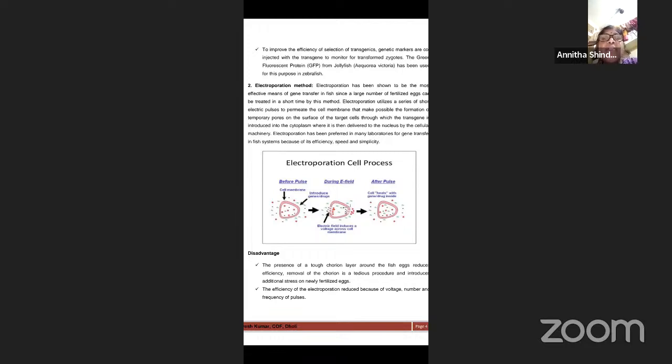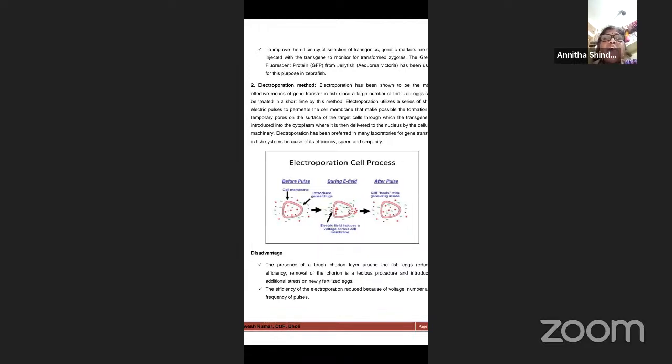So the cell membrane should permeate the electric pulses. It should permeate the electric pulses, which means the cell membrane should be able to pass the electric current, or pass the electric pulses inside, which will help the formation of temporary pores on the surface. So with the help of these electric pulses, when they are able to cross the cell membrane, then the temporary pores will be developed on the surface of the target cells.